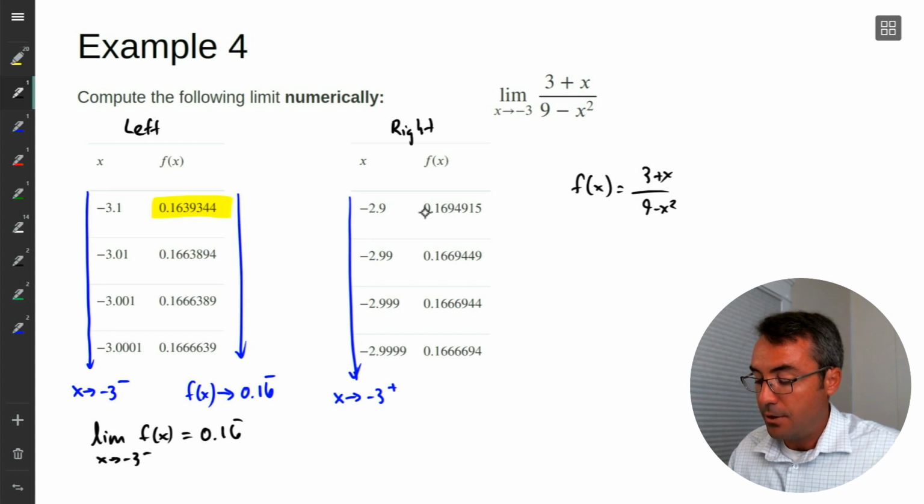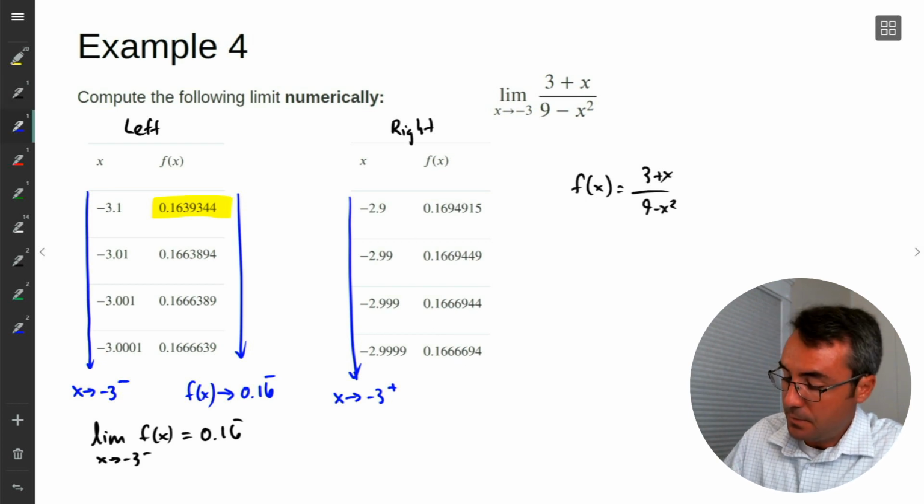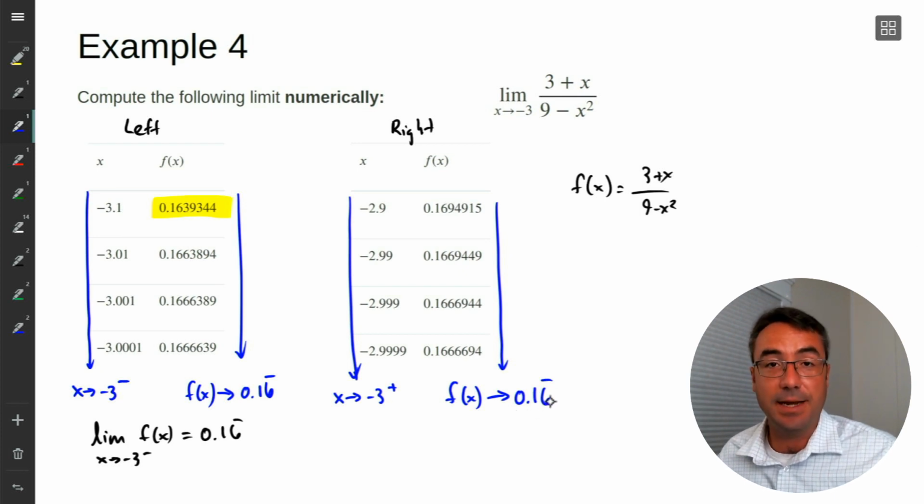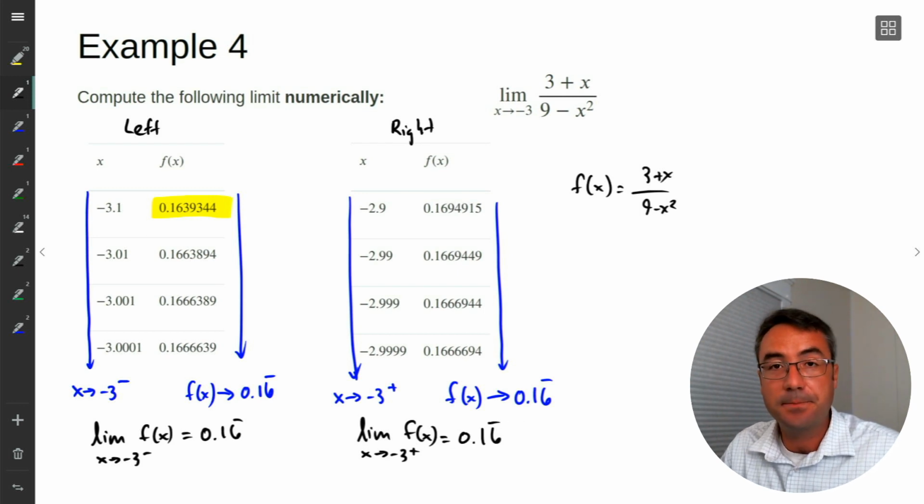So over here, we go to our first entry, it's 0.16 and then some stuff. Then we have 0.166, and we see something similar happening. We're just throwing in more sixes as we go. So as we read down this, it looks like our function values are getting closer and closer to 0.16 repeating. So we would say our right-hand limit, the limit of f of x as x approaches negative 3 from the right, is equal to 0.16 repeating.